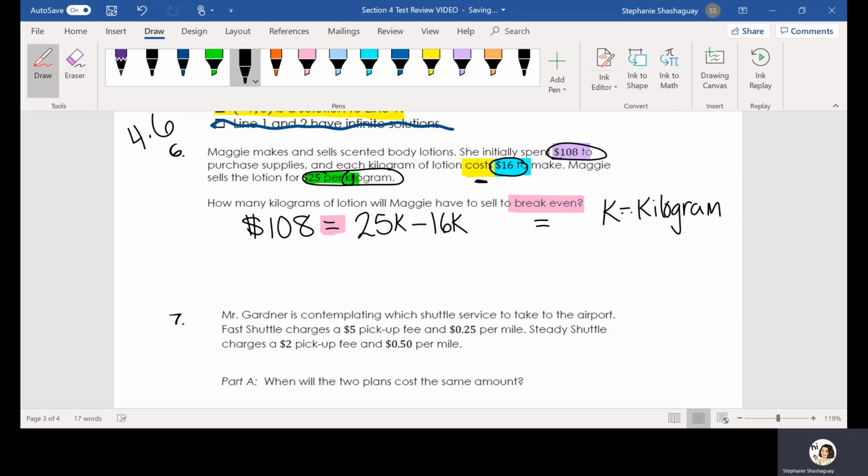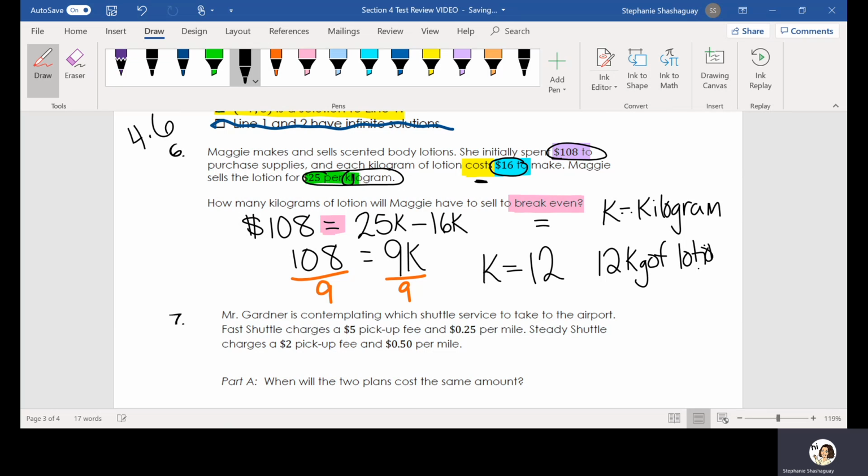So 25K minus 16K is going to give me 9K, and that is equal to 108. Then if I divide by 9 and divide by 9, K is equal to 12. That means that Maggie needs to sell 12 kilograms of lotion to break even. When she sells 12 kilograms of lotion, that's when she will start making a profit or start earning money, because it cost her $108 to make it.